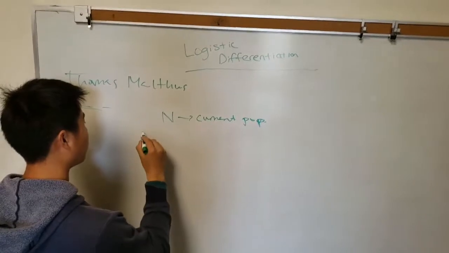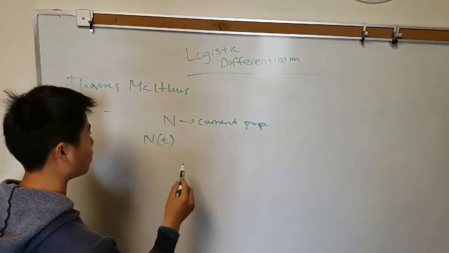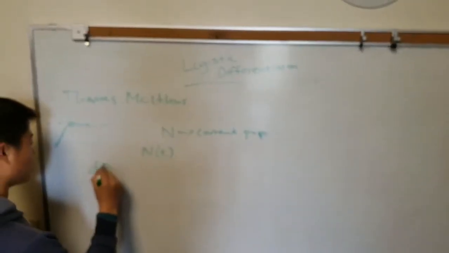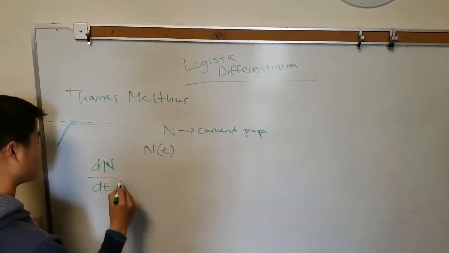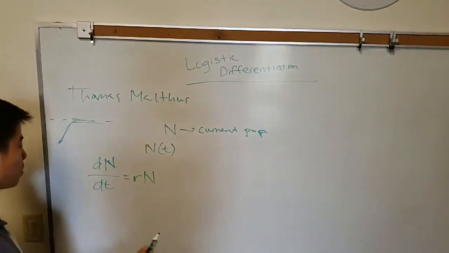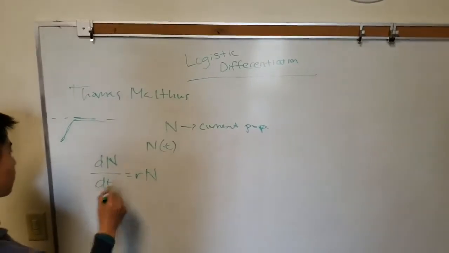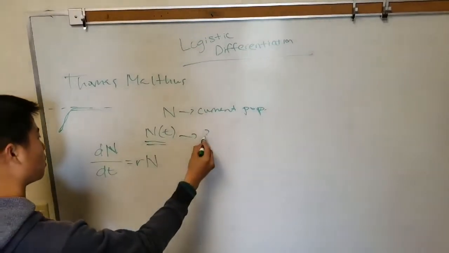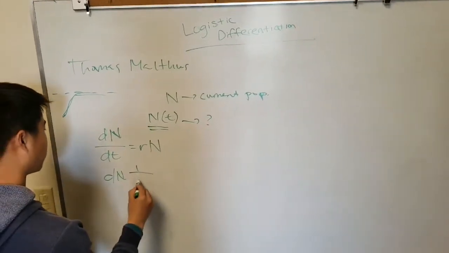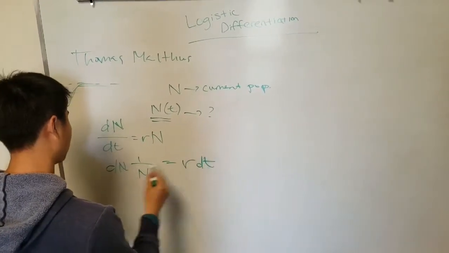and then we're trying to solve for n of t, which is the total population with this equation. So we can create a differential equation, dn over dt equals Rn, where R is a constant and n is the current population. And then we separate the variables to solve for dn here, because this is unknown, by doing dn 1 over n equals R dt.